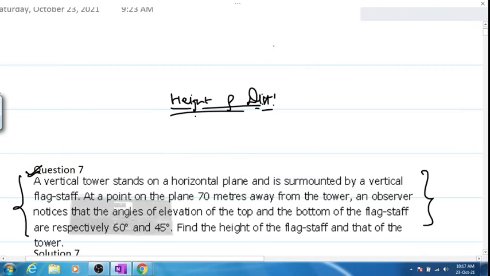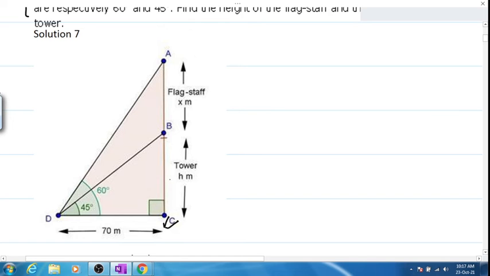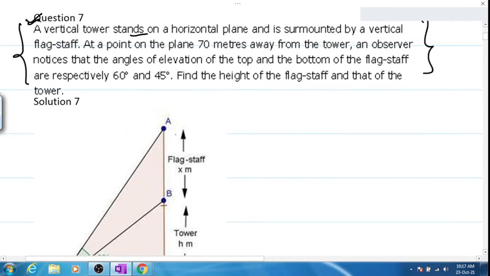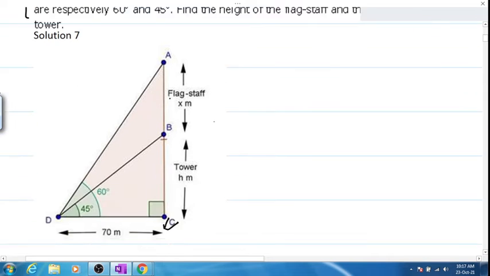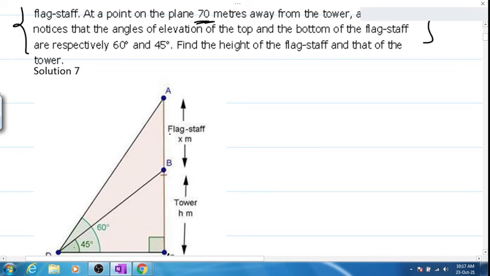And I don't think it's a very difficult task to draw this. A vertical tower stands on a horizontal plane. So this happens to be a horizontal plane. A vertical tower is standing on a horizontal plane and a flag staff is out here. Is it clear? 70 meters away from the tower, the angle of elevation of the bottom of the staff and the top of the staff is 45 and 60 degrees. Is the figure clear? Yes or no? You have to calculate the height of the staff.